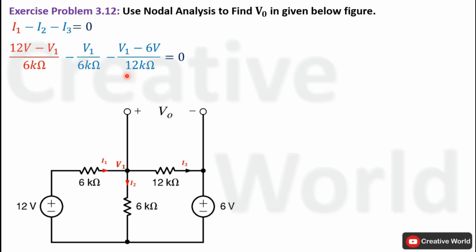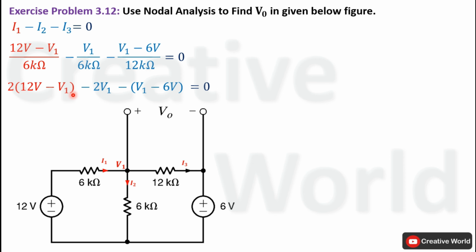Now in order to omit all denominator values, we will multiply this equation on both sides with 12 kilo ohm. Product of 12 kilo ohm and 6 kilo ohm in denominator will cancel out with each other. Only 2 will be left, and that 2 will multiply with 12 volt minus V1. Here 12 kilo ohm will cancel out with 6 kilo ohm in denominator. Only 2 will be left, and that 2 will multiply with V1. Here 12 kilo ohm and 12 kilo ohm in denominator will cancel out with each other. Only V1 minus 6 volt will be left.